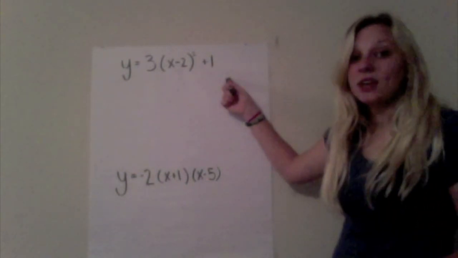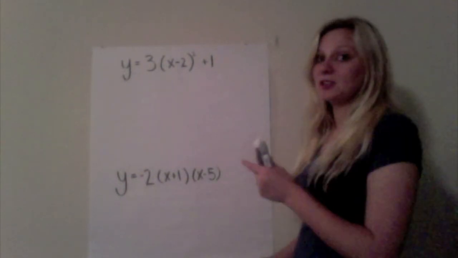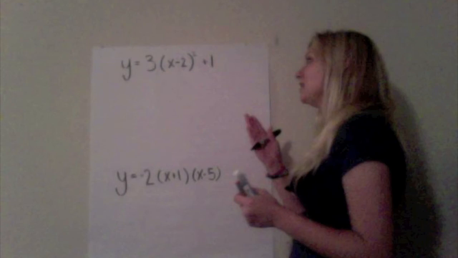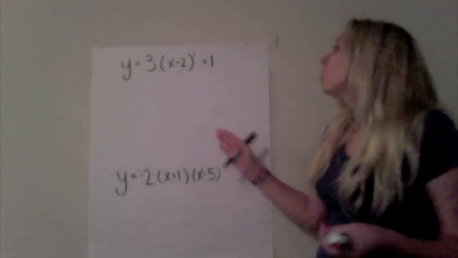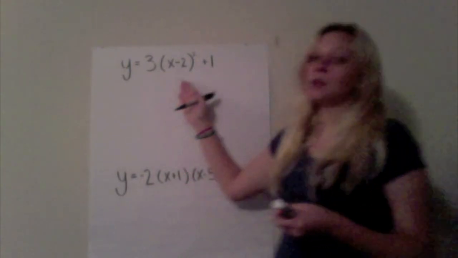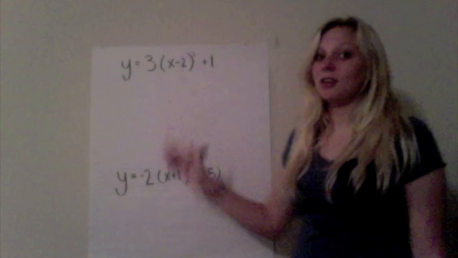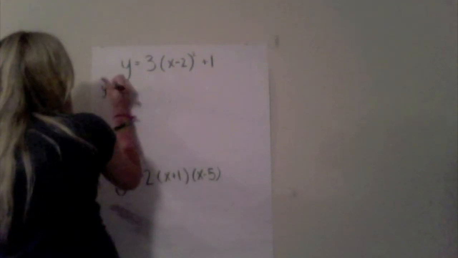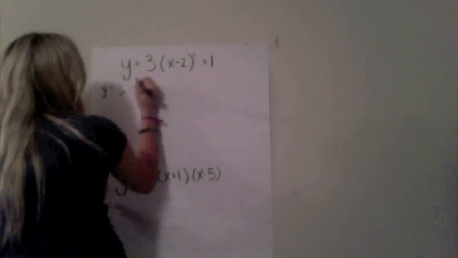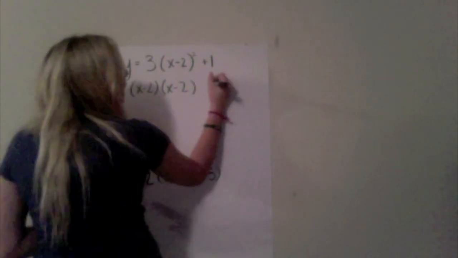This is in vertex form, but they want it in standard form, so we need to break it out so it's in ax squared plus bx plus c. The first thing we should do is multiply it out as big as we can. We notice that we have 3 times x minus 2 squared plus 1. Now this x minus 2 squared is really x minus 2 times x minus 2. So let's write it that way. So we have y equals 3 times x minus 2 times x minus 2, all of that plus 1.